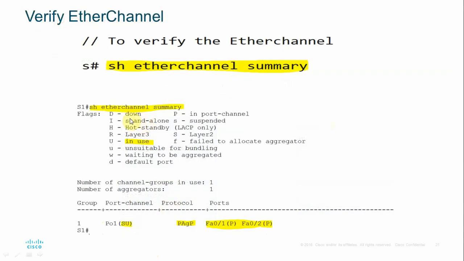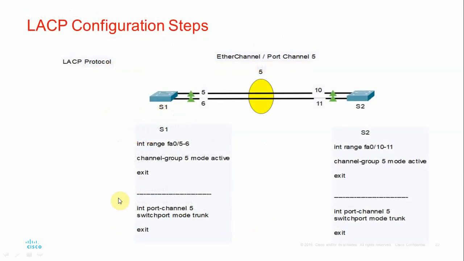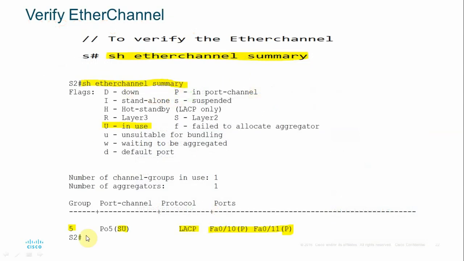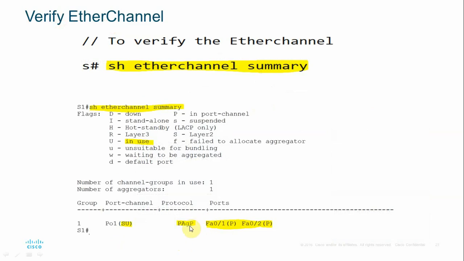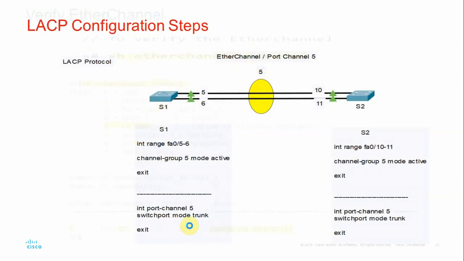Okay, the other modes: D means down. If anything is D here, that interface or port channel is down. For LACP, do the same thing, but the modes will be active and active, not desirable. Remaining all the same. With the same command, show etherchannel summary, we can see it. Here it is LACP, and the previous one was PAgP. That's the difference.